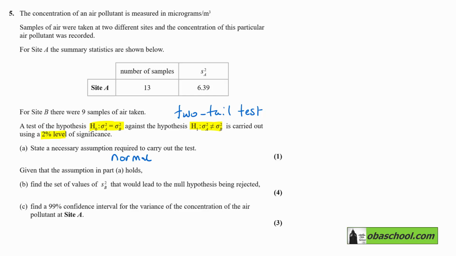Given that the assumption in part A holds, find the set of values of S squared B, or SB squared I'd say, that would lead to the null hypothesis being rejected. So we know it's a 2-tail test. So there's going to be a critical value at each end. And what we're looking at is the values of SB that would put us in each of those regions.